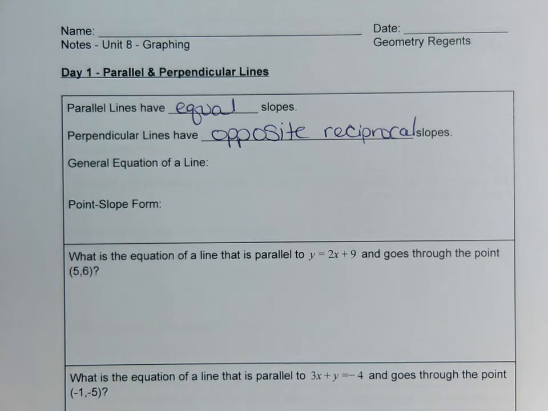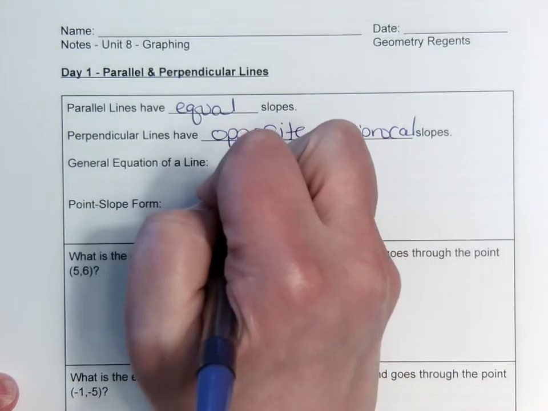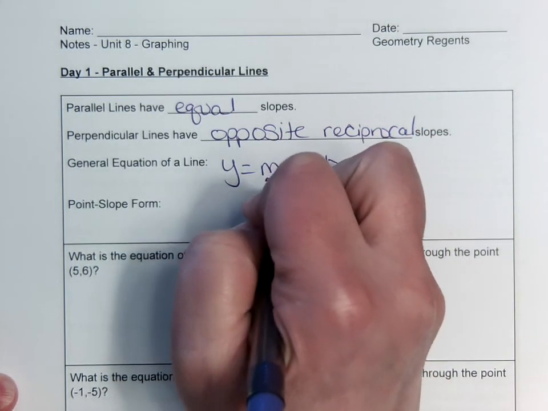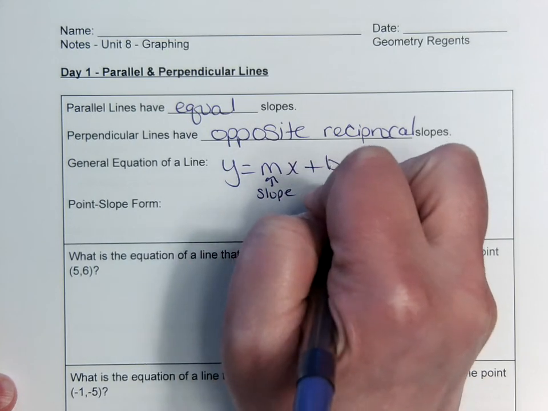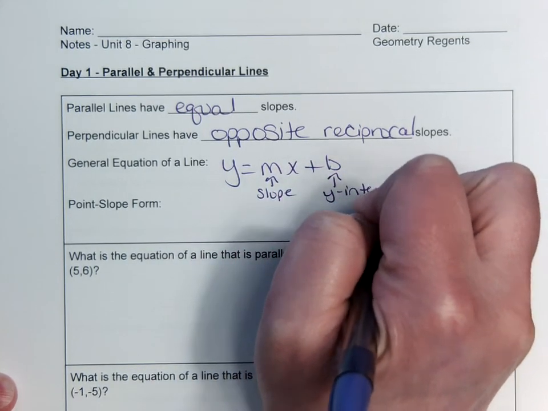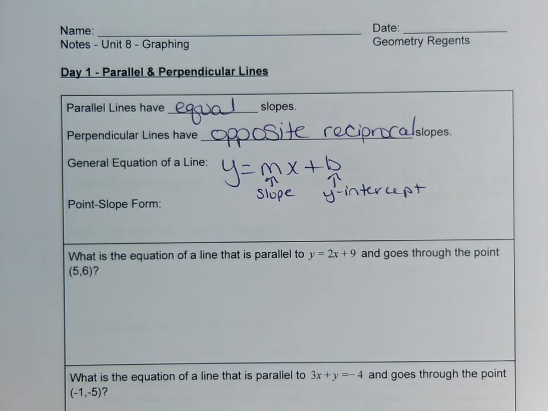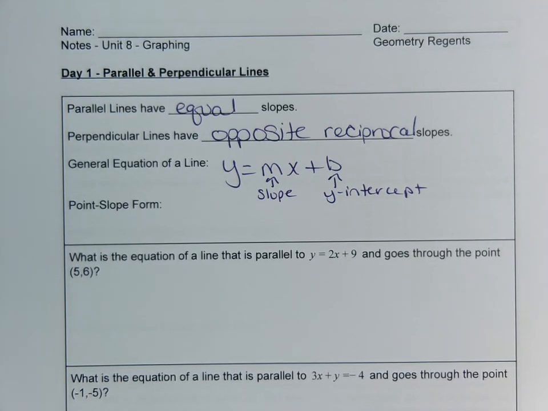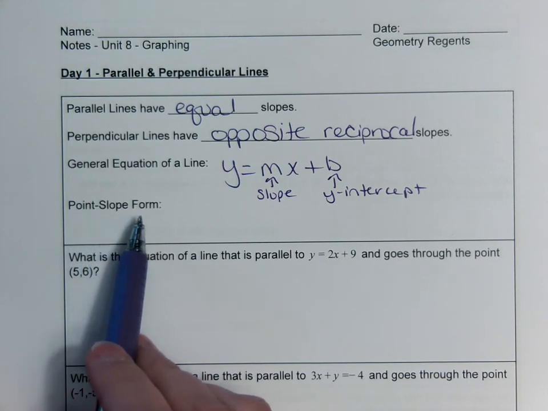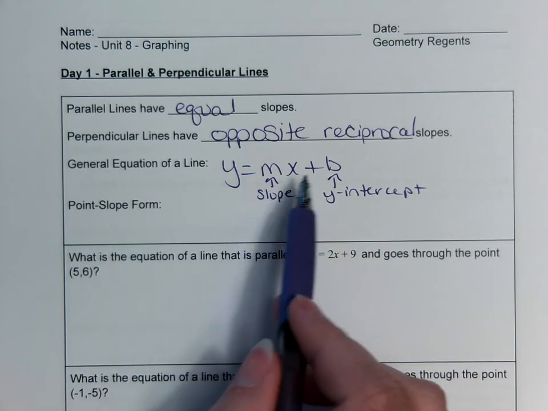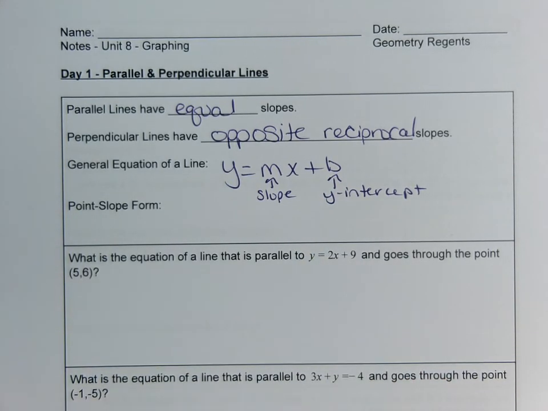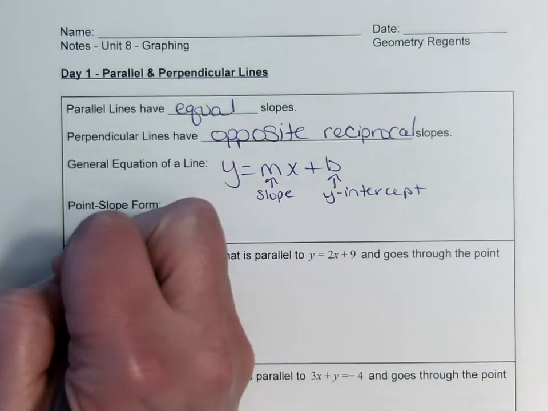So the general equation of a line or a linear function is y equals mx plus b, where m is the slope and b is the y-intercept. I know it's been almost a whole year since you've seen this. There's another way to write the equation of a line, and that's called point slope form. If you know the slope and you don't know the y-intercept, but instead know a different point, you can write your equation like this.